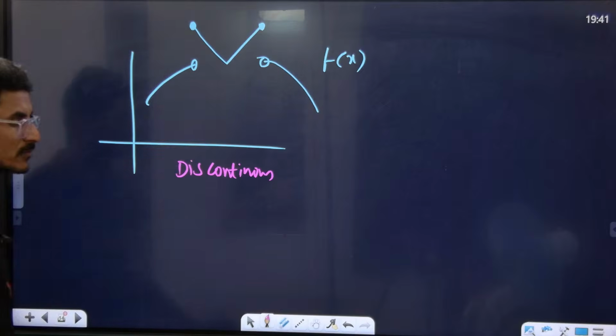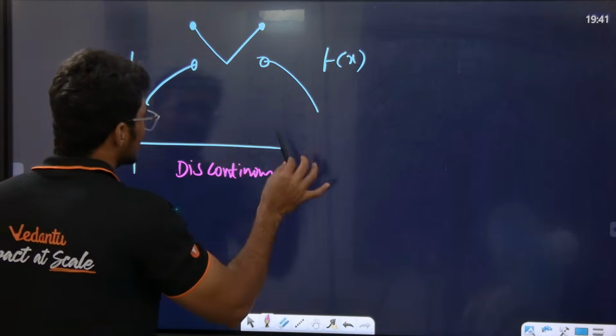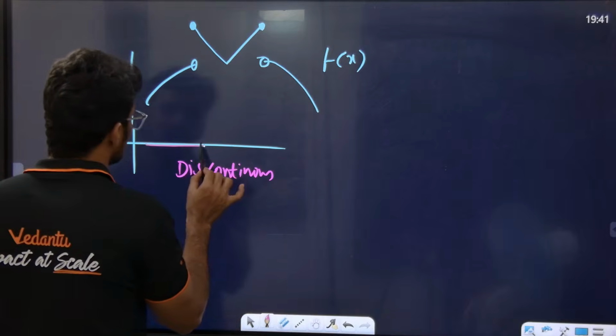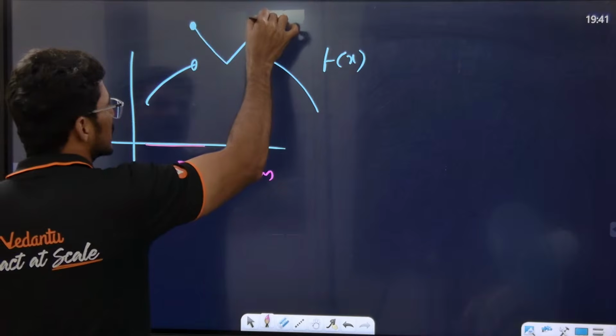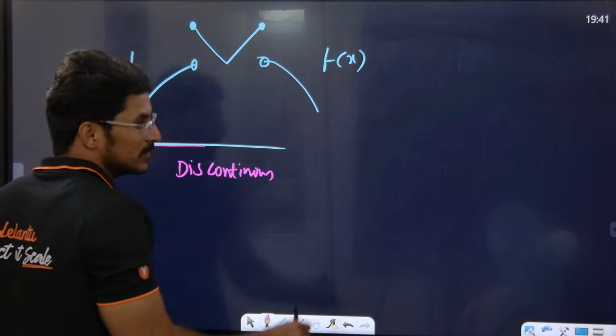Listen to the class. Guys, in its domain, from this to this, it is continuous only. Again, we need to lift the pen up. From here to here, it is continuous. Again, I need to lift the pen. I need to draw this graph.